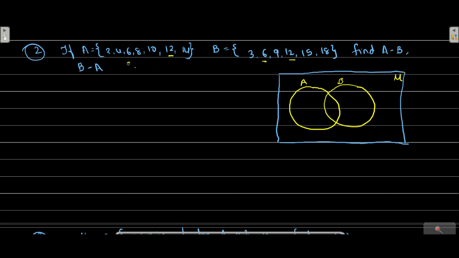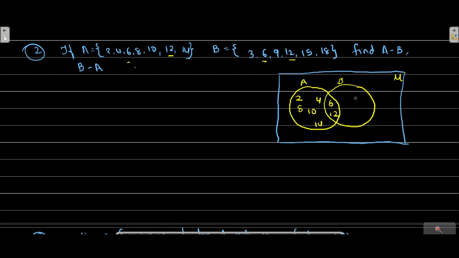So what are the common elements? First of all, you have to identify the common elements. Those common elements should be written in the overlapping area. 6 and 12 are the common elements. Now, the remaining portion of circle A is there, right? In that you will be writing the remaining elements of A which are not common. So what are left out? 2, 4, 8, 10 and 14. So those elements we will be writing here: 2, 4, 8, 10 and 14.